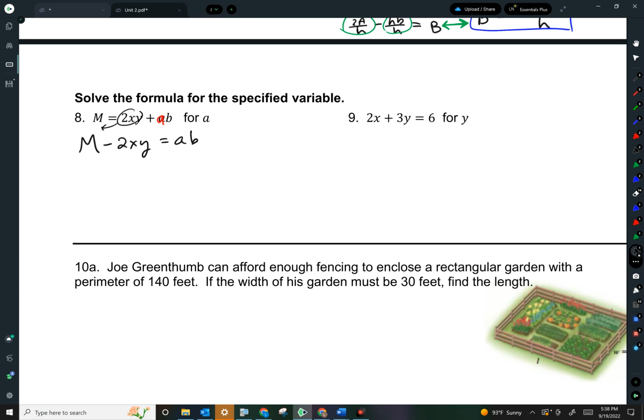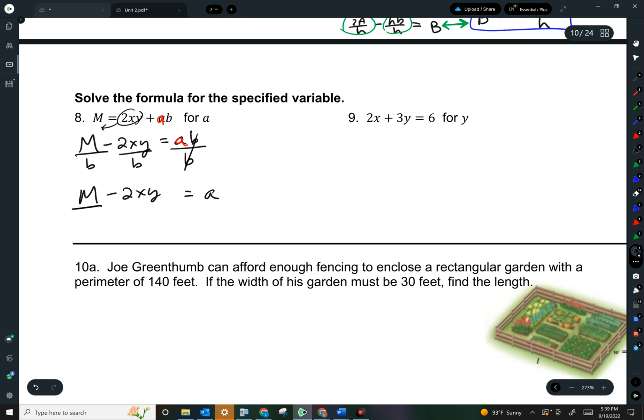And again, I know that's ugly, but what am I trying to solve for? I'm trying to solve for this little a. So how would I get rid of the b? Well, since I'm multiplying by b, to get rid of it, wouldn't you divide by b? So you can either think of it as dividing the whole thing by b, or if it makes more sense to you, you can think of it as dividing every single term by b. And so what we end up with is a by itself, and that's going to equal m minus 2xy, and they're each being divided by b. Okay, so I have a by itself and all that mess on the other side.